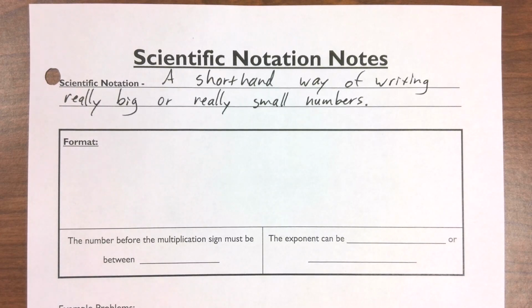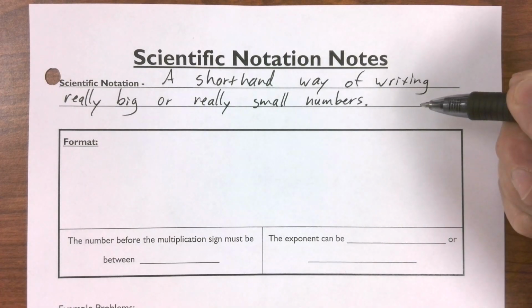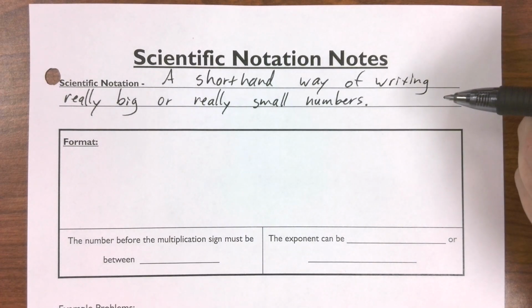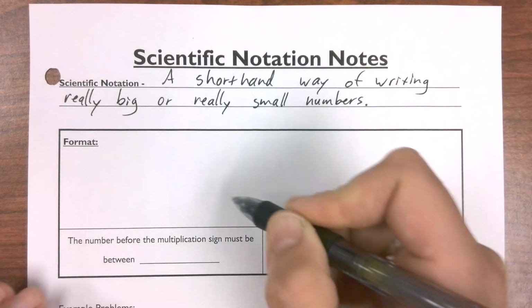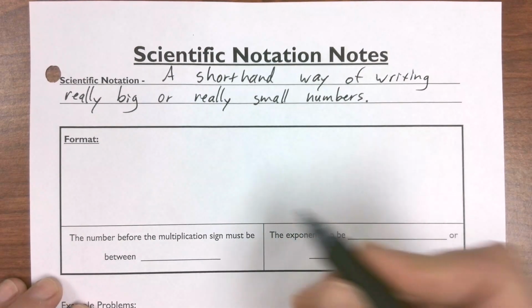So for instance, a really big number might be the surface area of the Earth. That's going to be a really big number. We don't want to write out that whole big thing. Or maybe the mass of an atom. That's a really tiny little number. We don't want to write out that whole thing. So instead, we have this shorthand way of writing these numbers, which is going to make more sense and be more practical. So let's talk about the format that this would be in.